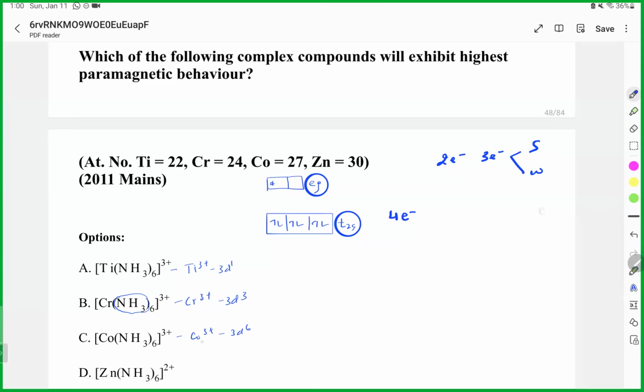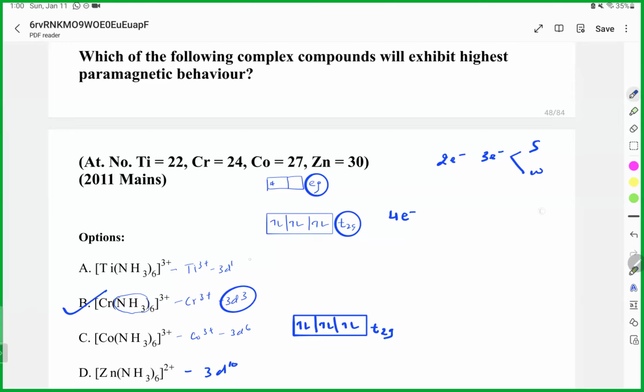Here, for example, you have a total of 6 electrons. First 3 go in unpaired, then pairing will start with the fourth, fifth, sixth, so all the electrons will be filled in t2g only. Zinc 2 positive means 3d10, already paired. Doesn't matter. Where you have the maximum number of unpaired electrons is chromium, because chromium has 3d3. Answer will be B. Understood?